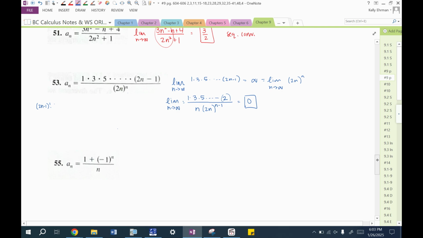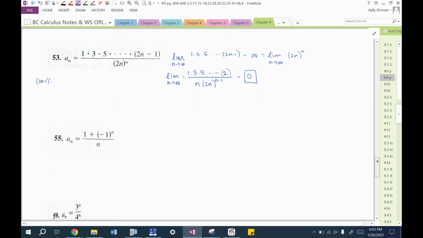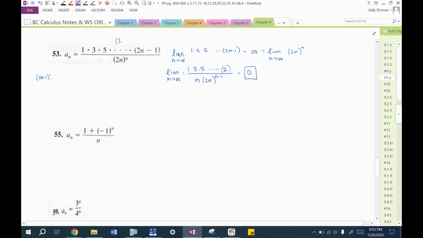So that's definitely a weird one. I don't feel like I'm explaining it very well. But yeah, if this said 2n minus 1 factorial, instead of showing you what the numbers are being multiplied out, that would be infinity.